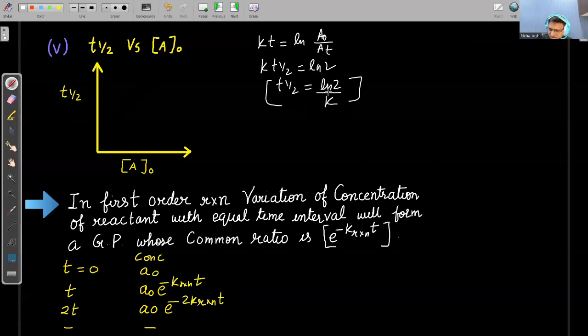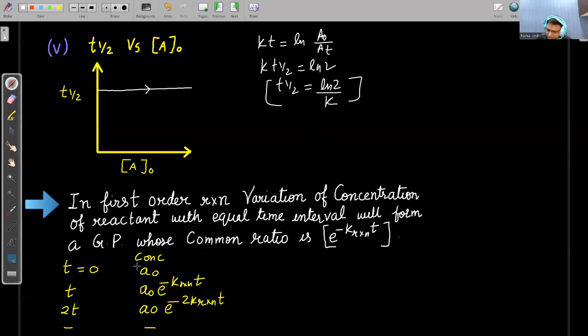So half-life is fixed. So whatever the initial concentration is there for first order reaction, half-life is not going to change. So that is different from that of zero order reaction. Zero order में टाइम के साथ में हाफ लाइफ की वैल्यू कंटिन्यूअसली डिक्रीज होती थी, जबकि फर्स्ट ऑर्डर में वो चेंज नहीं होगी टाइम के साथ, half-life is not going to change. In first order reaction, variation of concentration of reactant with equal time interval will form a GP whose common ratio is equal to e^(−k·t).